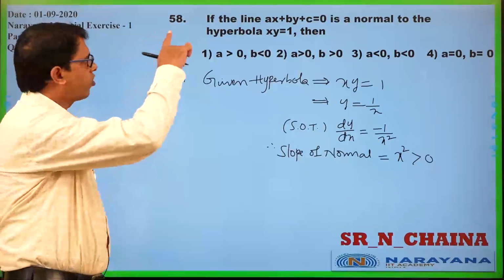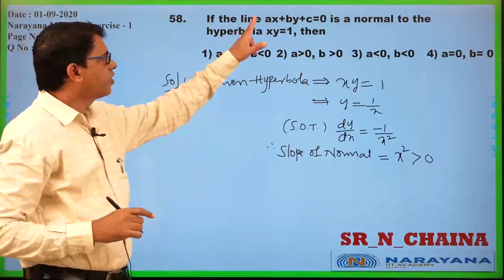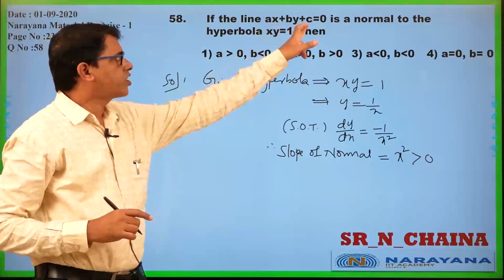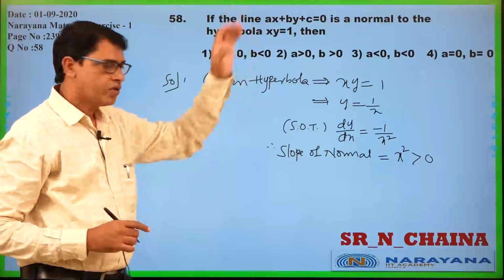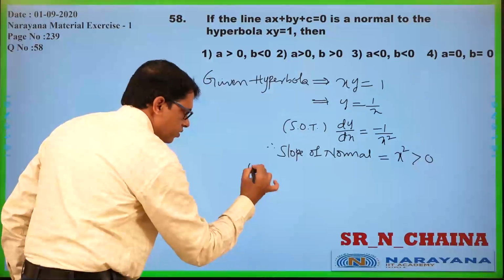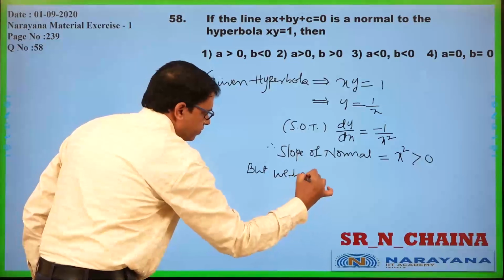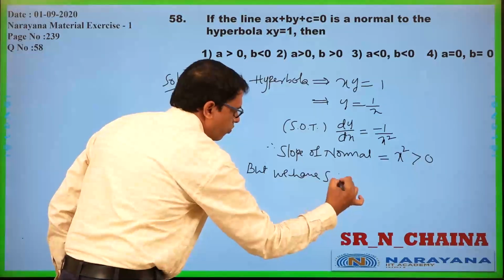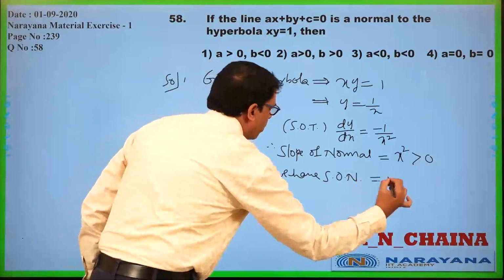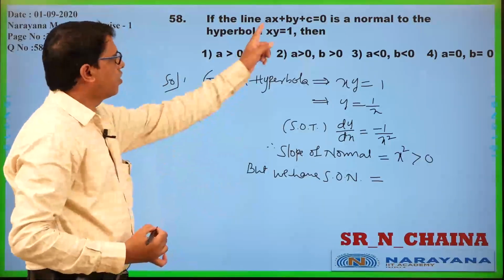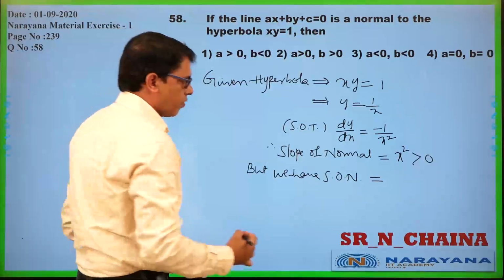Now back to the given normal. So what is given? The normal is ax plus by plus c equals 0. Okay? So we have the slope of the normal. The slope of the normal is equal to what? Minus a by b. Minus a by b.